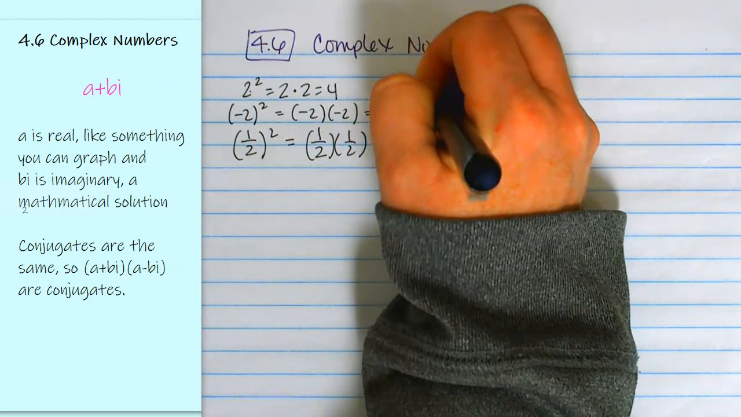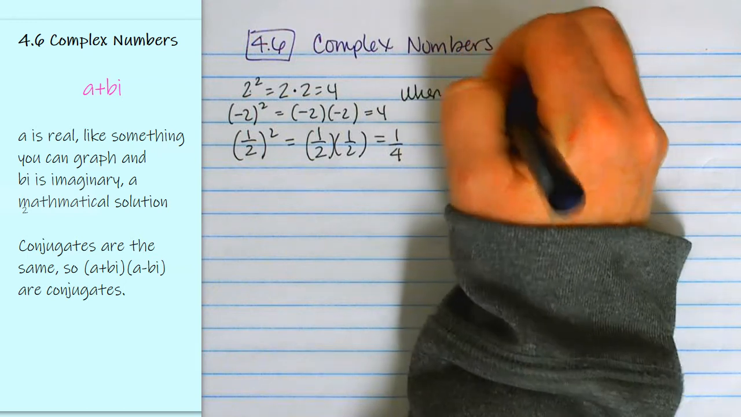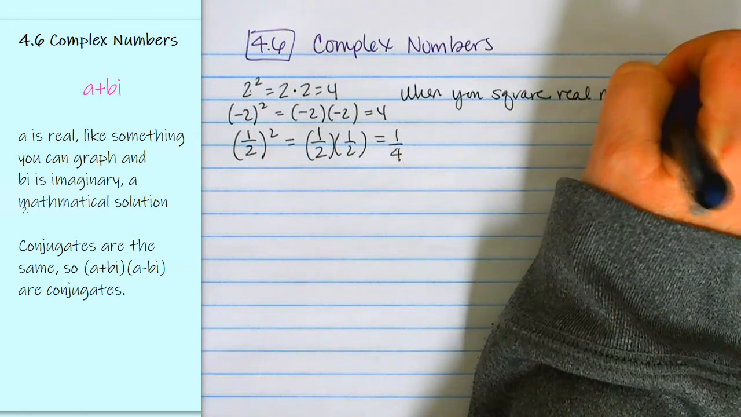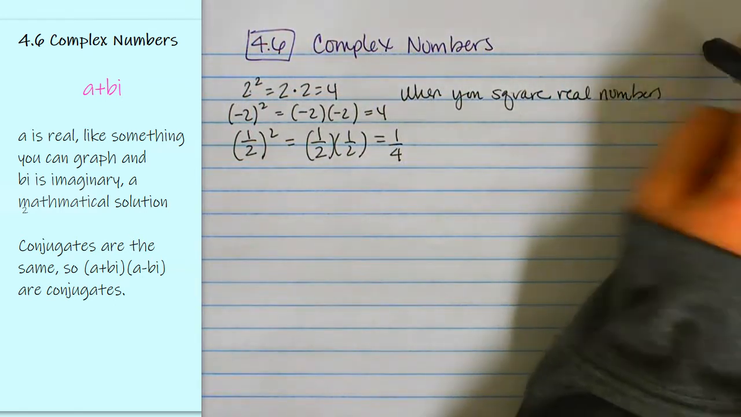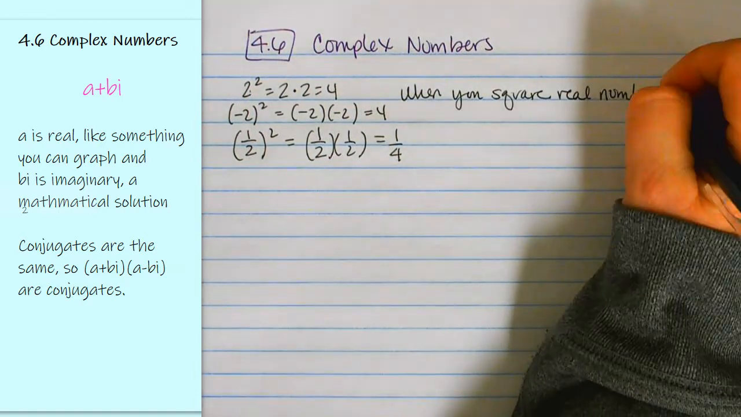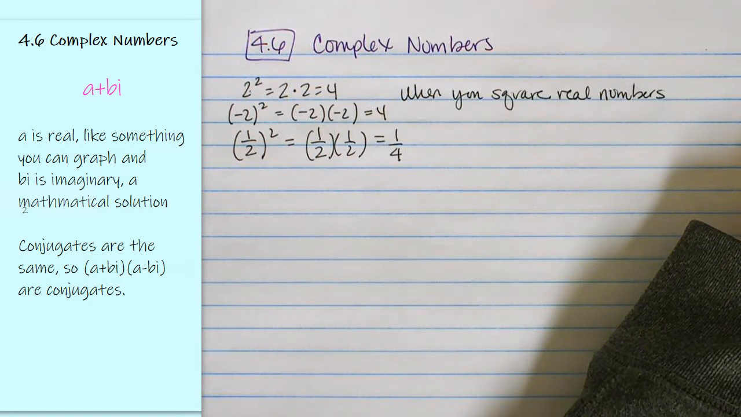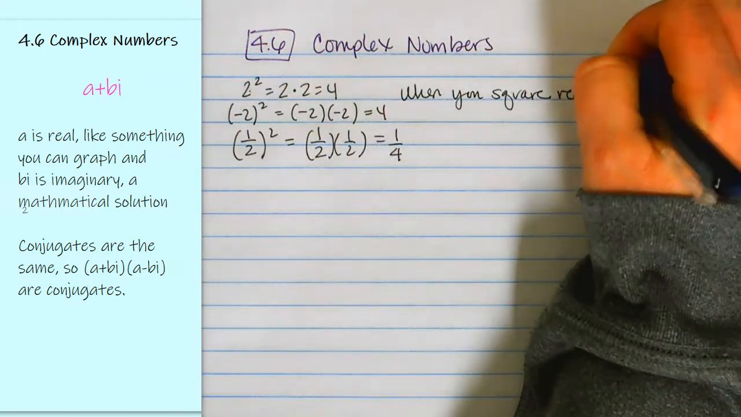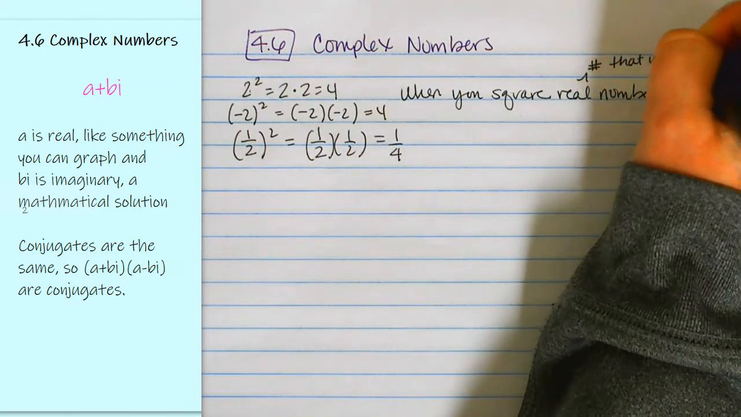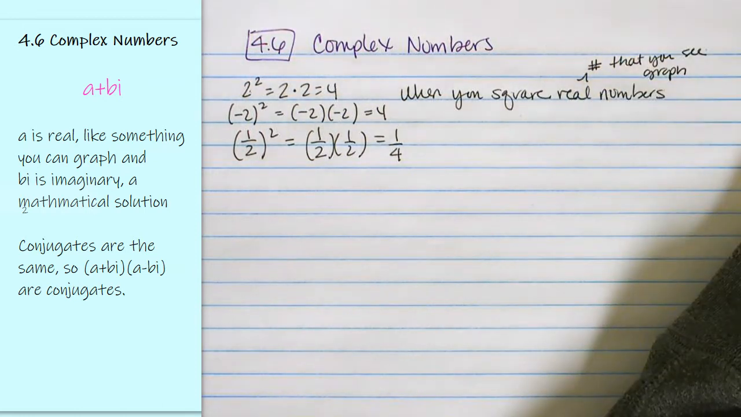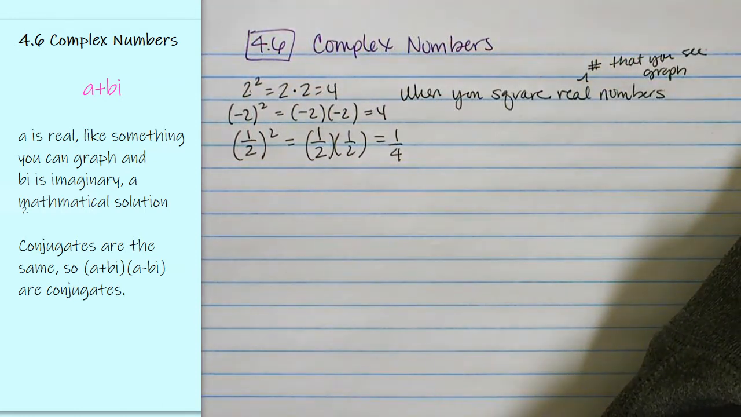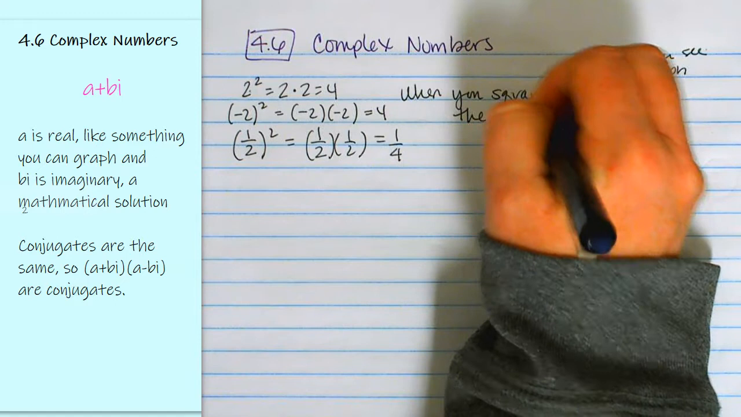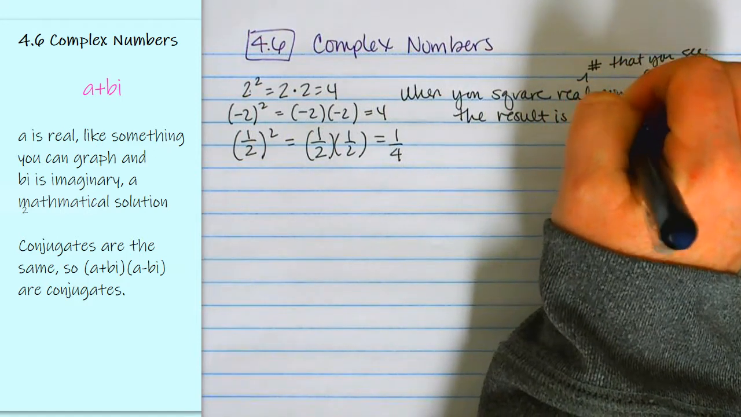So when you square real numbers, and I use real numbers in the sense of mathematics, and up until now, y'all are just thinking, well, real numbers, duh. When you square real numbers, these are numbers that you can graph. You could put them on a number line. You could put them on an XY chart. When you square real numbers, the result is positive. Every time.